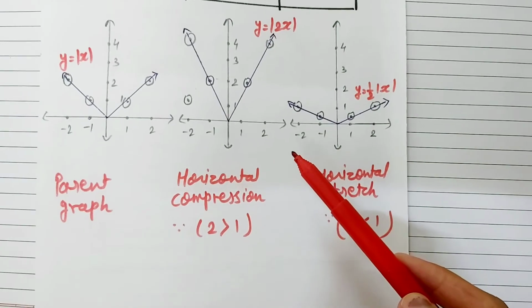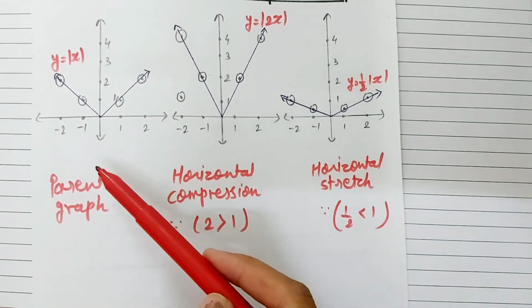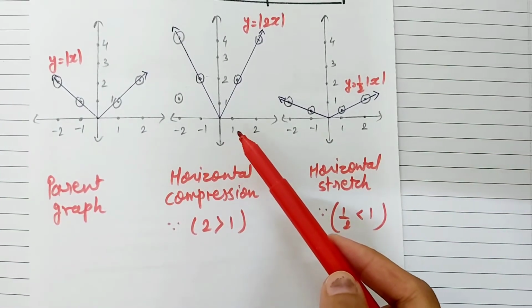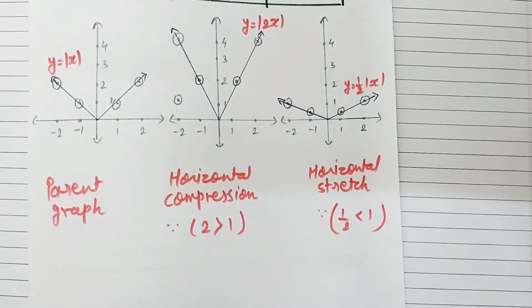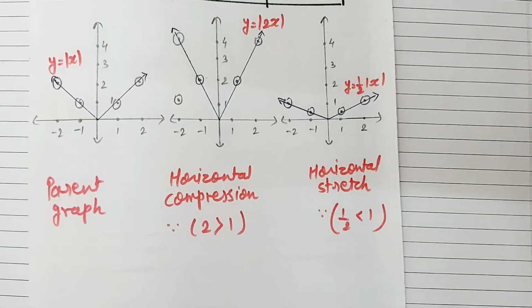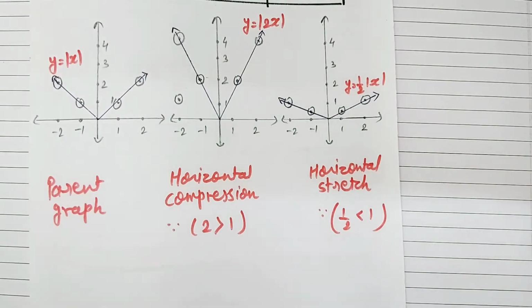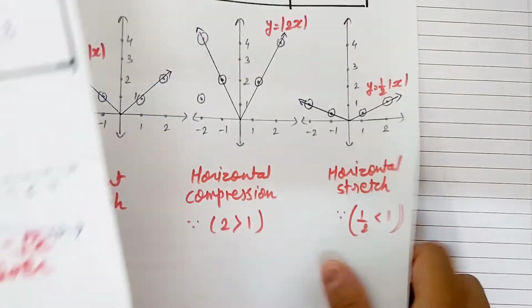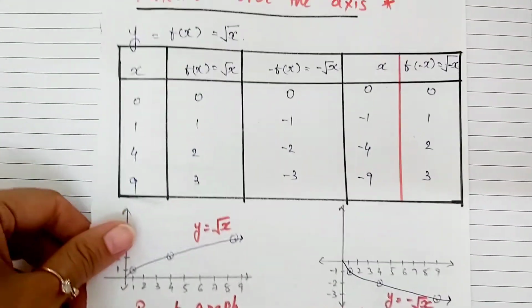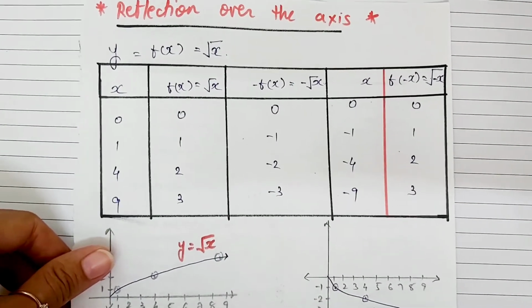Now let's just try to compare the three of them. This is the parent graph, this is the horizontal compression for a number which is greater than 1, and this is a horizontal stretch. You can clearly see the compression and the stretch factor, right? So that's about the horizontal stretch and compression. It's exactly opposite of what we used to do in vertical stretch and compression. And the last one, which is reflection over the axis.